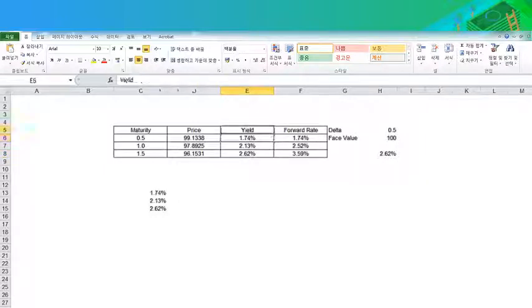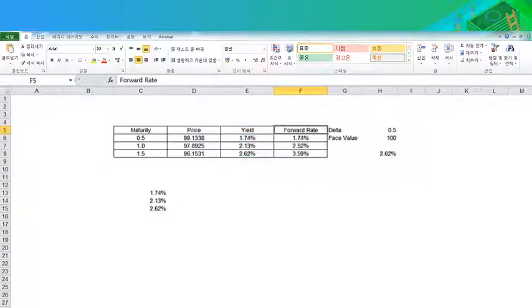So this is yield. And the relationship between this maturity and yield is called term structure of interest rate. And the curve of the relationship between maturity and yield is called yield curve.